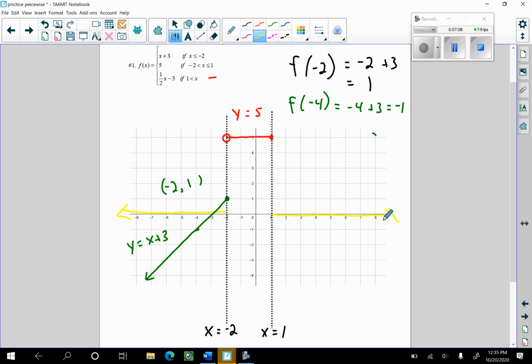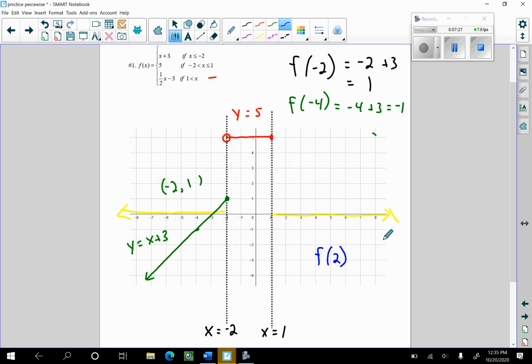What am I going to do? I'm going to find a couple nice points on that. So I want a point greater than 1. Let's get crazy and put in 2. So we're going to find f of 2.